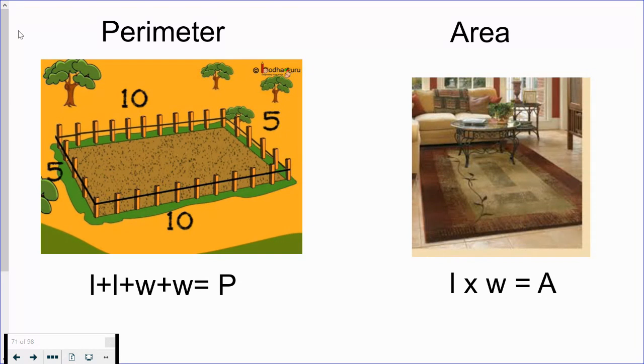So before we do anything else, I want to remind you of the formulas that you are going to need. The formula for perimeter is length plus width equals the perimeter. The formula for area is length times width gives us the area.